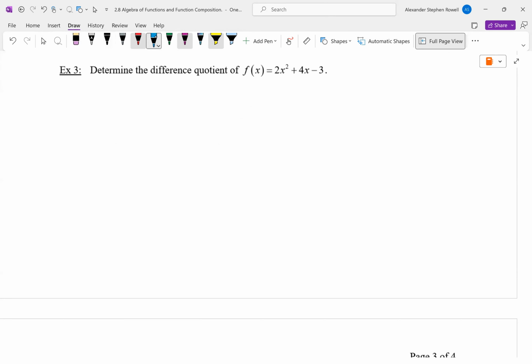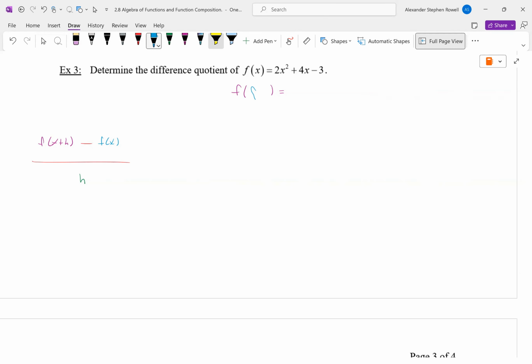Let me color code this. f of x plus h minus f of x, all over h. Okay, so from the lecture on functions, what is f of x plus h? Do you remember how to evaluate that? Do you know how to evaluate f of 2? I would just plug 2 in for x's, right?